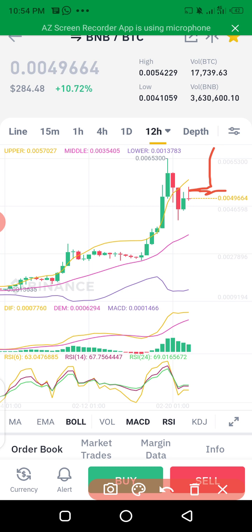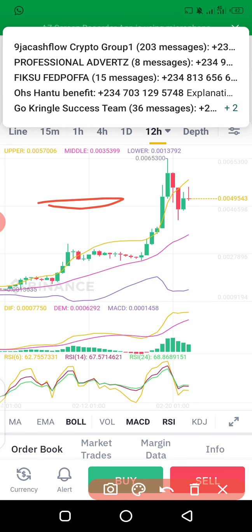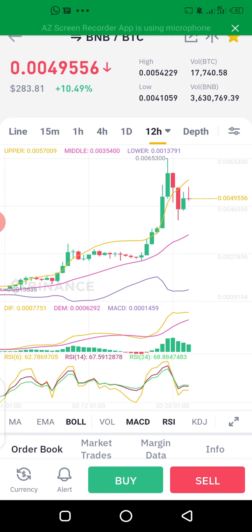Although a retest may occur to this level, to this support level. All these lines you are seeing here are support and resistance. These lines are automatically drawn by the system. This is another line. They are support and resistance. It can test this support and then start going up, and you compare the relative strength index.